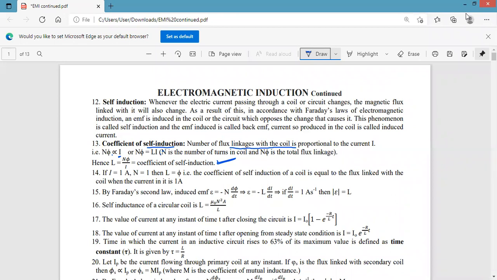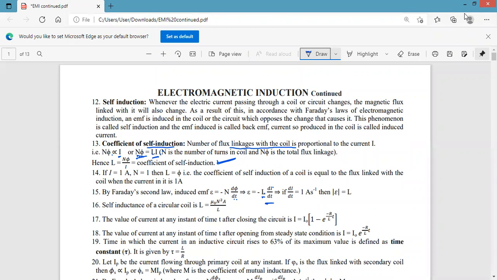Now from Faraday's law, we know that the induced EMF epsilon is equal to minus N d phi by dt. That implies EMF is equal to minus L di by dt. But N phi is equal to what? L into I, where L is a proportionality constant, so it comes out of the differentiation, and I is varying with time, therefore we get di by dt. Hence, the EMF induced in the coil due to self-induction is what? Minus L into di by dt.